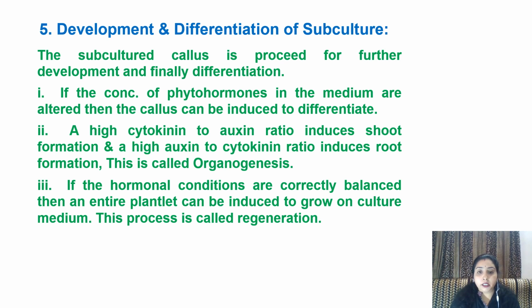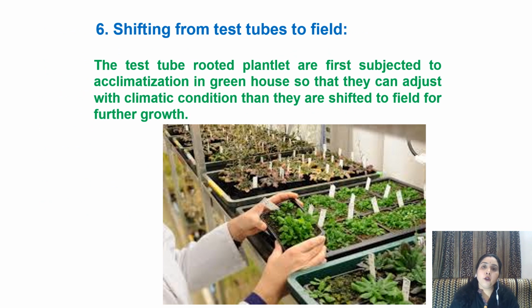If the hormonal conditions are correctly balanced, then an entire plantlet can be induced to grow on culture medium, and this process is known as regeneration. Shifting from test tube to field. The test tube rooted plantlet are first subjected to acclimatization in greenhouse so that they can adjust with climatic conditions. Then they are shifted to field for further growth after field trials.